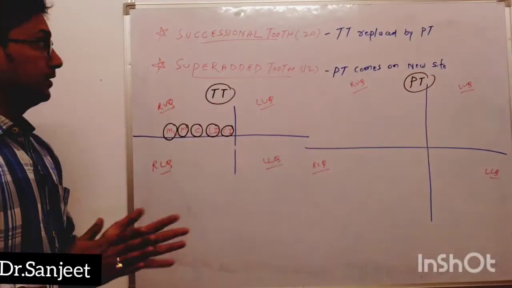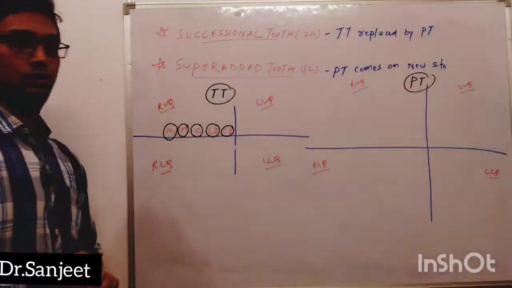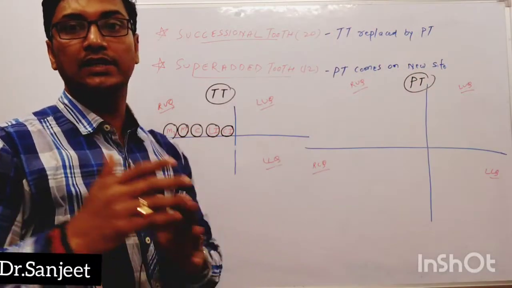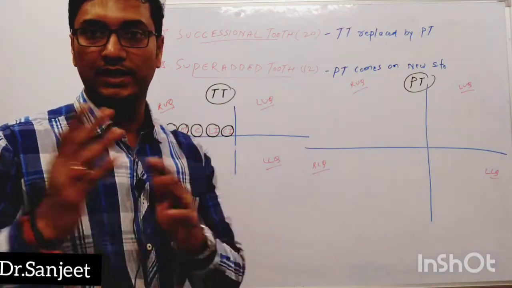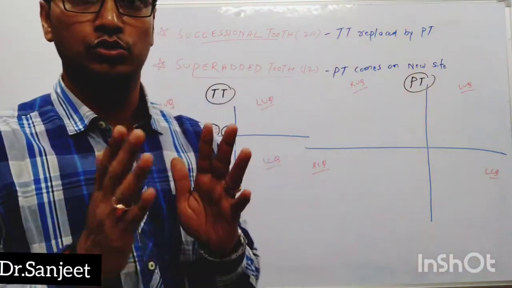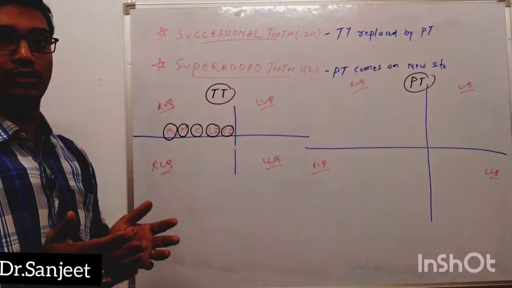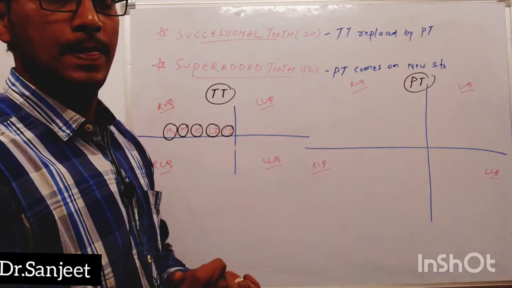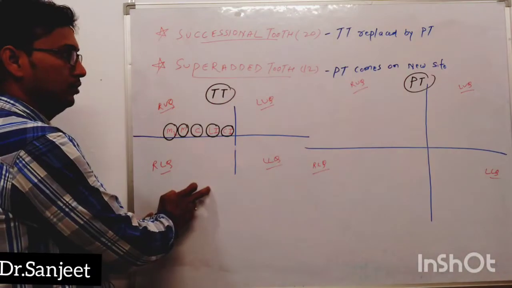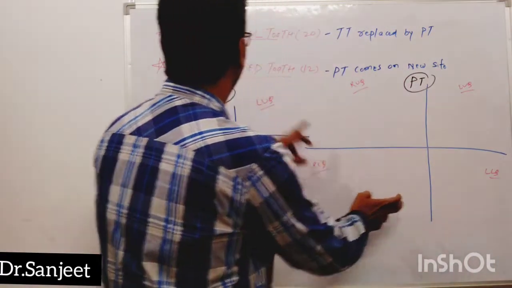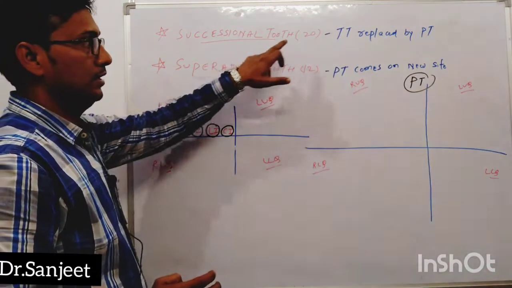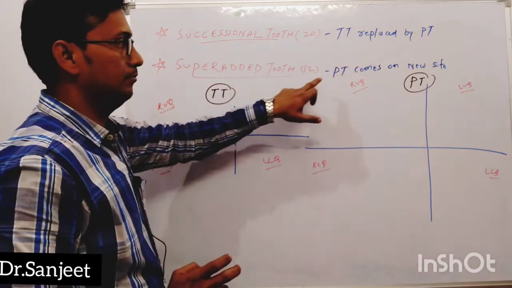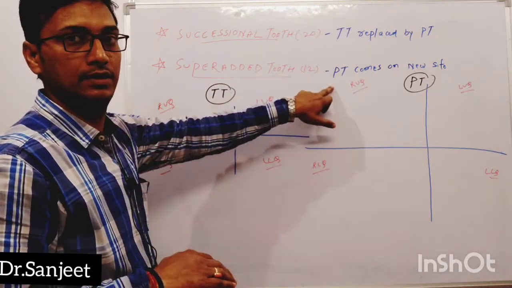Then successional tooth and superadded tooth. There are 20 successional tooth, meaning temporary tooth replaced by the permanent tooth. Temporary tooth replaced by the permanent tooth is called successional tooth. And superadded tooth is the tooth which comes on a new site, or comes by itself. Permanent tooth comes on the new site. Successional tooth is 20 in number, and superadded tooth is 12 in number.